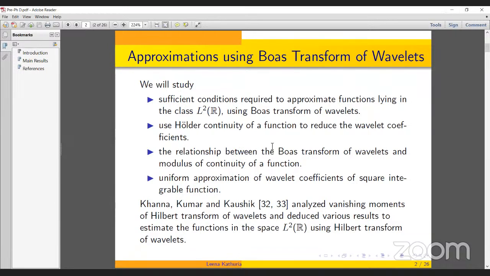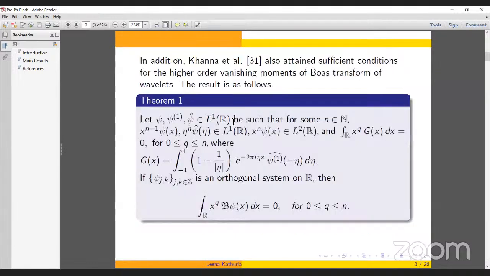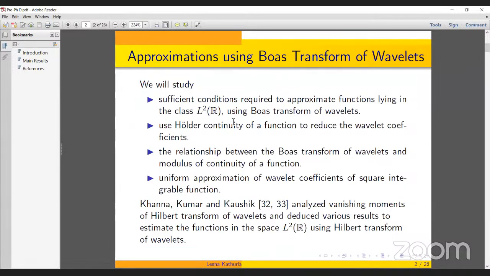In this talk, basically, we'll first cover the sufficient conditions that are required to approximate functions lying in the class L2(R), that means the square integrable functions, using Bose transform of wavelets. We'll use Holder continuity of a function to reduce the wavelet coefficients. We'll discuss the relationship between the Bose transform of wavelets and the modulus of continuity of a function. And we'll also study the uniform approximation of wavelet coefficients of square integrable functions.